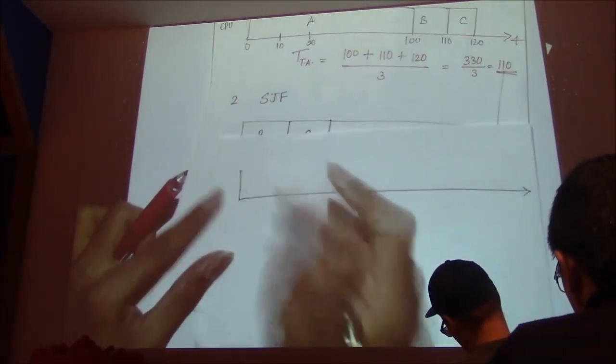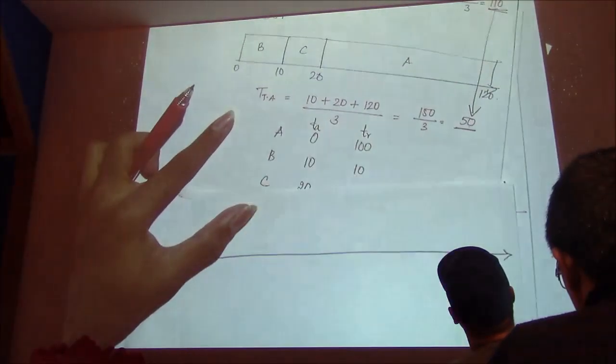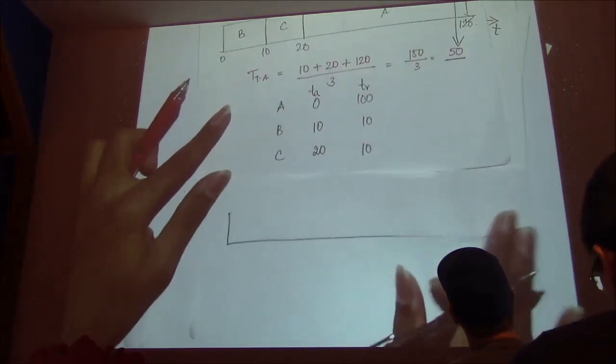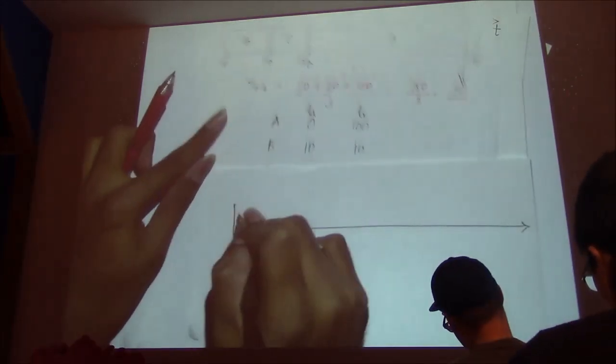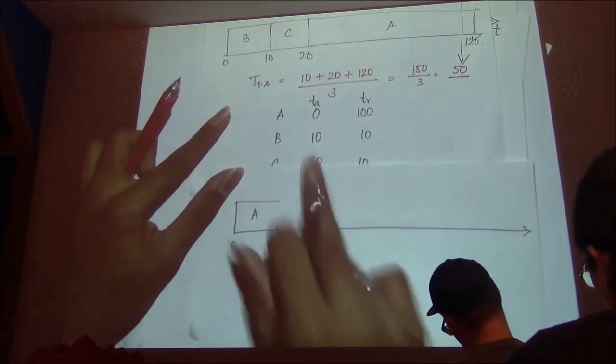So at time zero, again the scenario we are considering is this, okay? Job A arrives at 0, B arrives at 10, and C arrives at 20. So at time zero, we had no other option. We had to schedule A. We are scheduling A, but at time 10, B arrived.